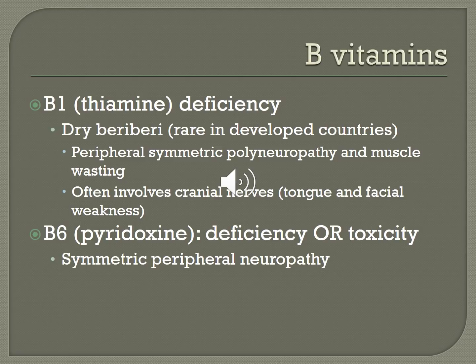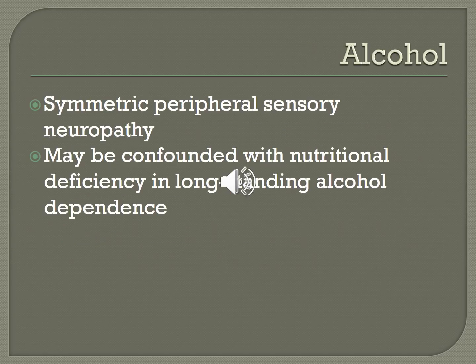B6 deficiency or toxicity can cause a symmetric peripheral neuropathy. This is something that I think a lot of providers are not aware of, that B6 toxicity can also cause neuropathy. So you've got to be really careful when telling your patients to take B6 or B vitamin supplements, because they can actually become toxic and then develop this neuropathy from just getting too much B6 in their supplements. So alcohol can also cause symmetric peripheral sensory neuropathy.